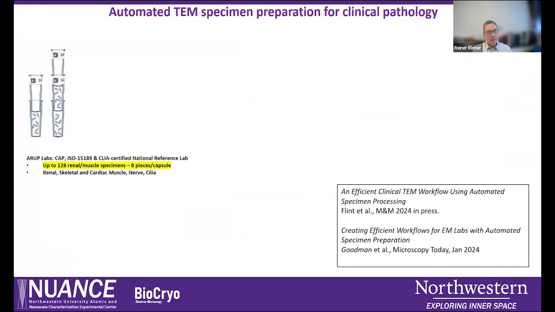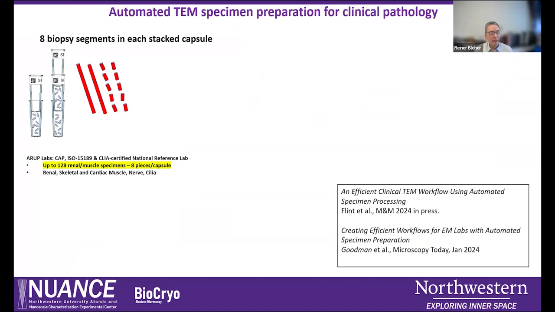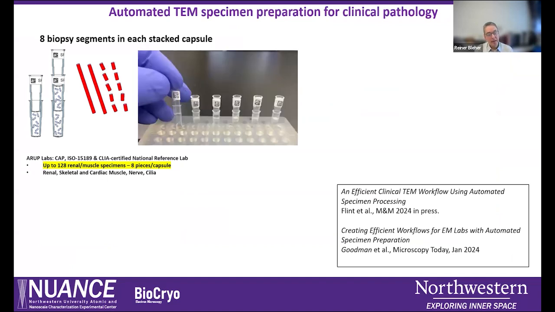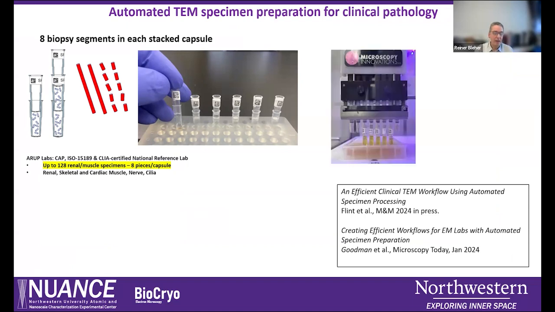Here we see an example for a clinical application where many biopsies need to be processed at once. Here we have those stacked capsules. We place 8 samples in each capsule, and we have 2 capsules per board. With 8 capsules, that means we can process 128 samples at once. So this is really a very effective system.